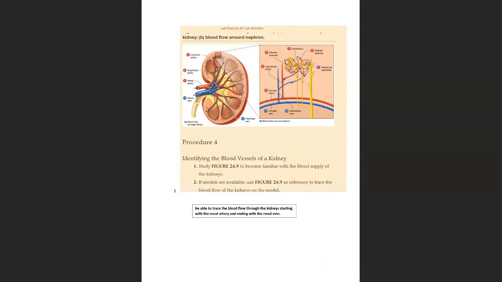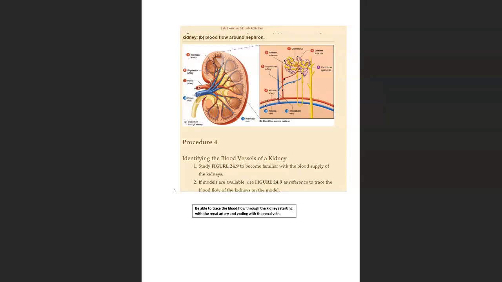So here's the blood supply. Be able to trace the blood flow through the kidneys, starting with the renal artery and ending with the renal vein, as you can see here. It starts with the renal artery, then goes into the segmental artery, and then into the interlobar artery. It makes a little turn and becomes the arcuate artery. The arcuate artery then goes up to the cortex, so that's called the interlobular artery. Remember, the interlobular artery is also referred to as the cortical radiate artery.